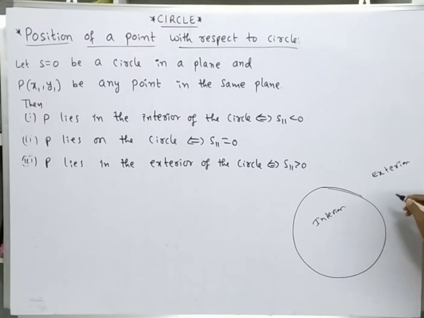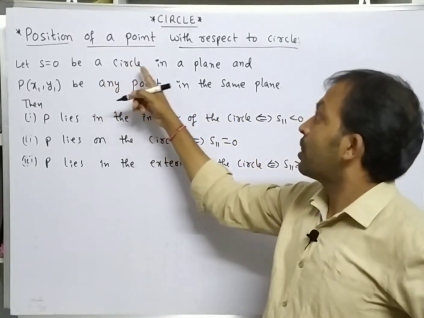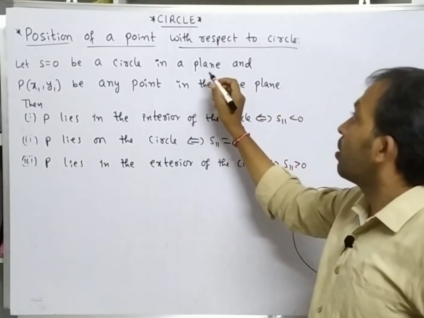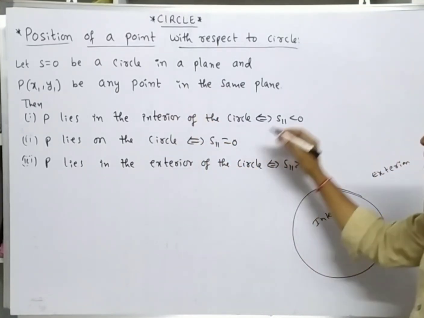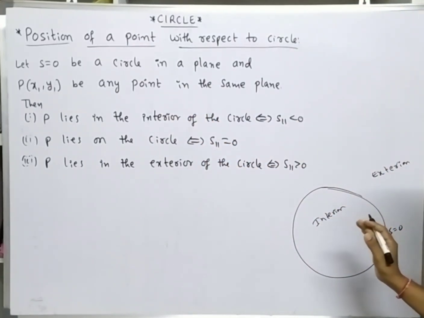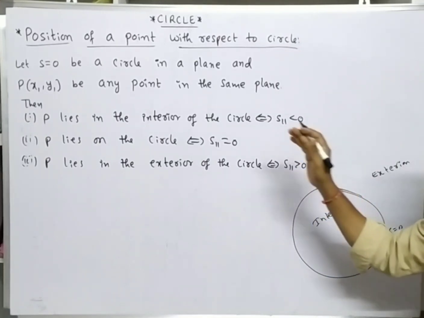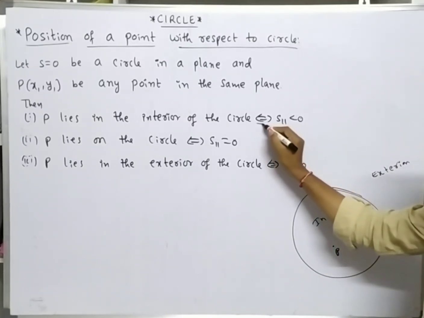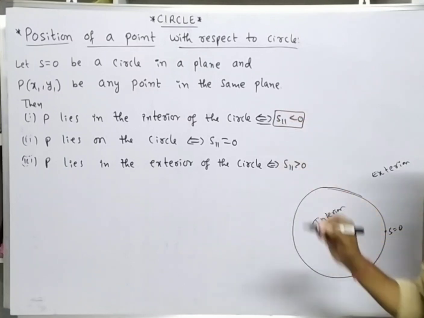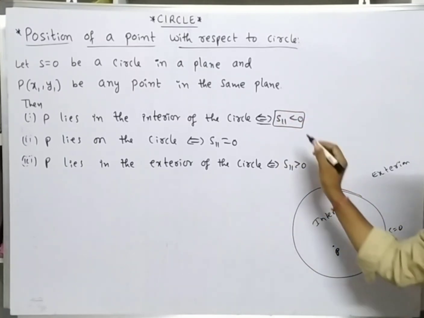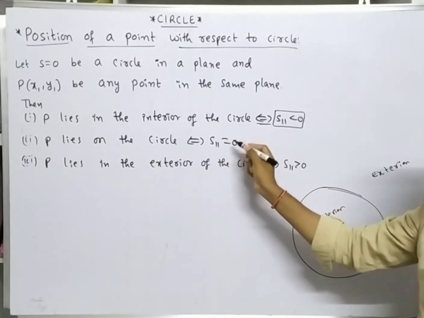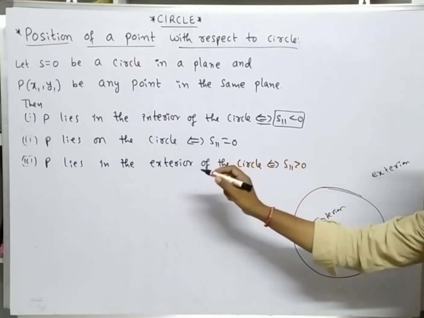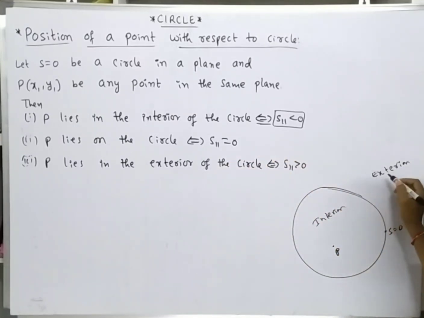Let S equal to 0 be a circle, the equation of the circle in a plane, and P(x1, y1) be any point in the same plane. If P lies in the interior of the circle, then if and only if S11 is less than 0. This is the condition. If S11 is equal to 0, then P lies on the boundary, on the circle. If S11 is greater than 0, then P lies in the exterior of the circle.